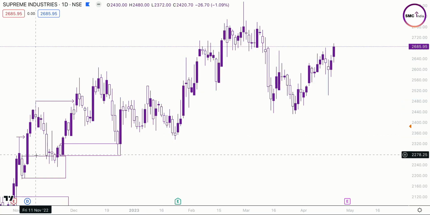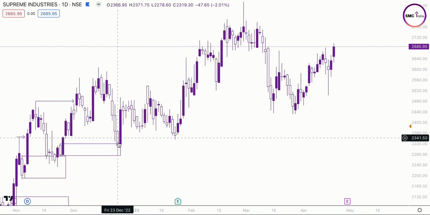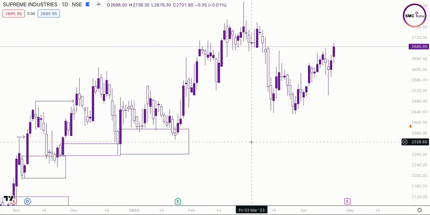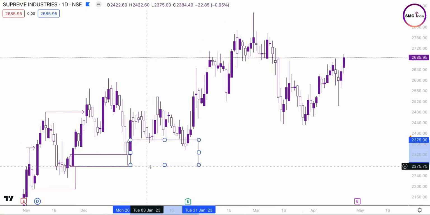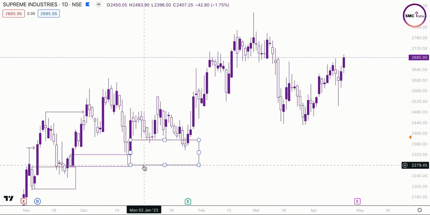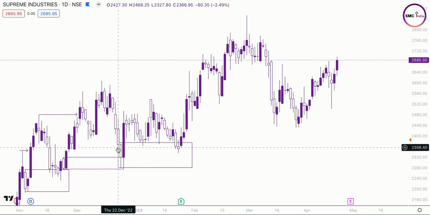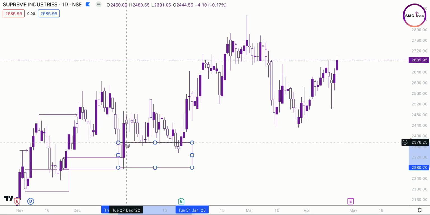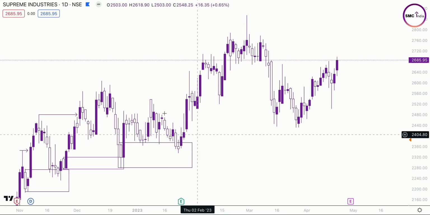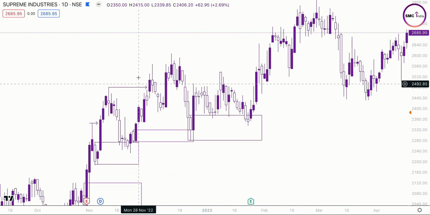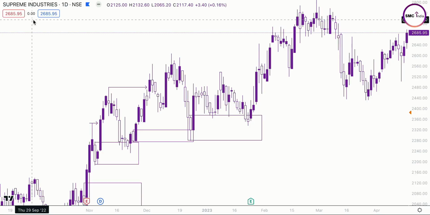The order block here breaks this structure, comes down, and again here you could see another order block. This is a very valid order block here, and there is a slight amount of imbalance here. The price comes back and then shoots up again. So this is imbalance on Supreme Industries. Now I will be showing you a few other examples.